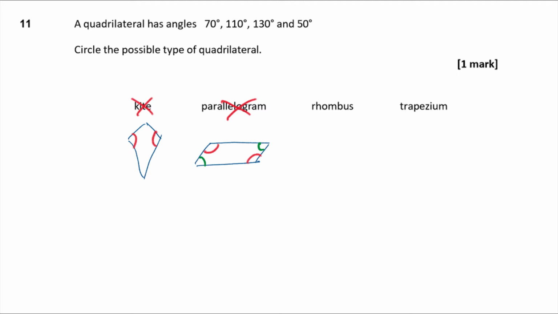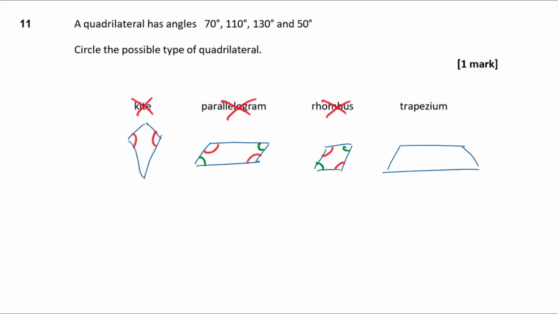What about a rhombus? A rhombus is like a parallelogram where all the sides are the same. So again, it's got opposite angles that are equal. So that one is equal to that one. That one is equal to that one. So again, it cannot be the rhombus. Okay, so the only thing that's left is the trapezium. And it could very well be a trapezium.